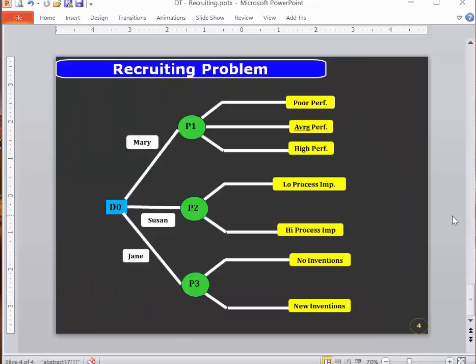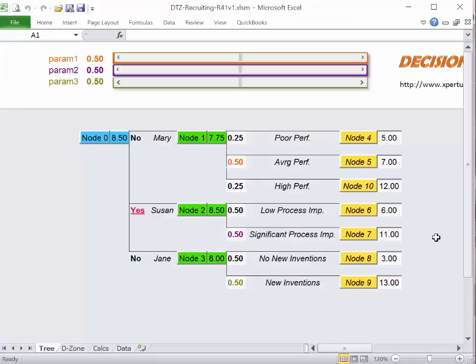bottom line. The sketch for this problem is very simple and very typical of a 3D problem. Let us proceed to the decision tree. Here we have the decision tree for the 3 candidates. You can see the poor, average and high performance, low and significant process improvements, and no new inventions and inventions. And here I have tied the 3 probabilities, orange, plum and olive, to each of these. The terminal values are as shown here.